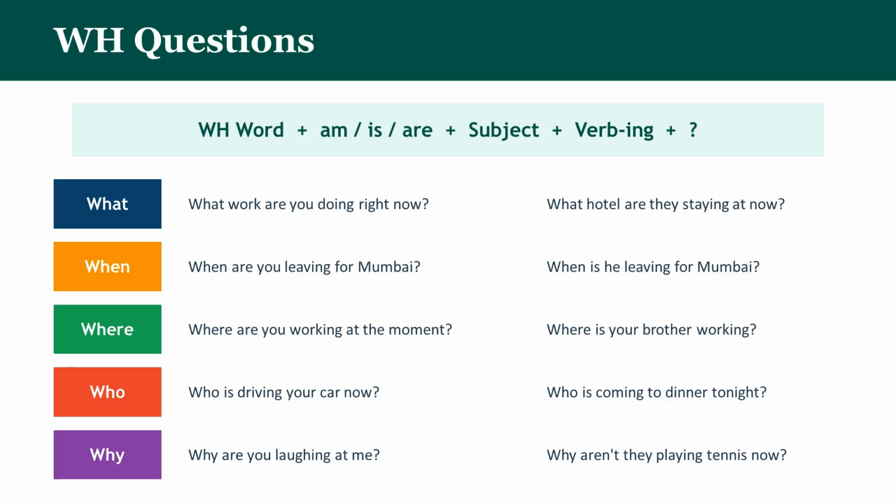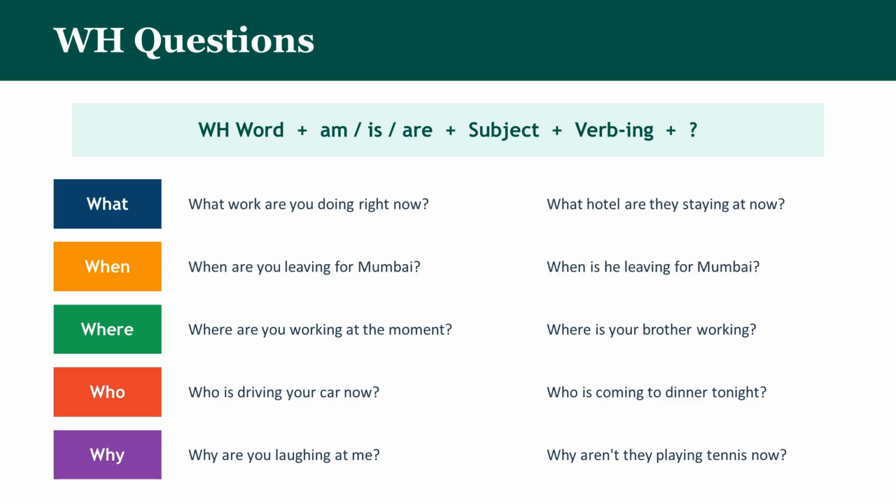WH questions use question words like what, when, where, who, and why. The structure is WH word plus am, is, or are, plus the subject, plus the verb with ing, plus a question mark. With what, we can ask, what work are you doing right now? What hotel are they staying at now? With when, we ask, when are you leaving for Mumbai? When is he leaving for Mumbai?